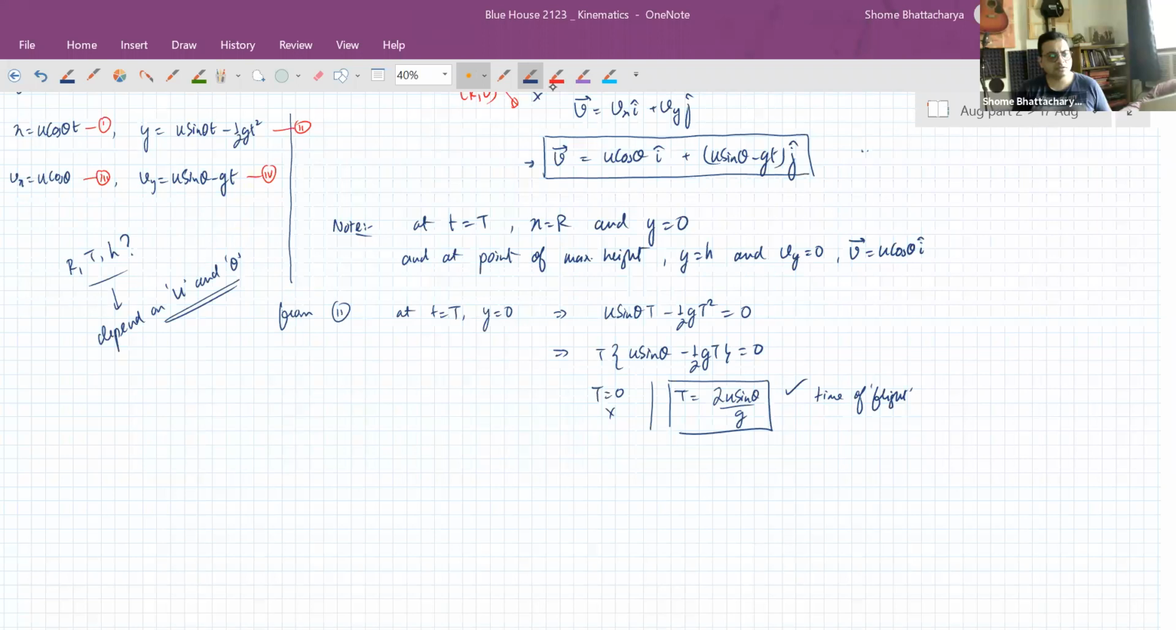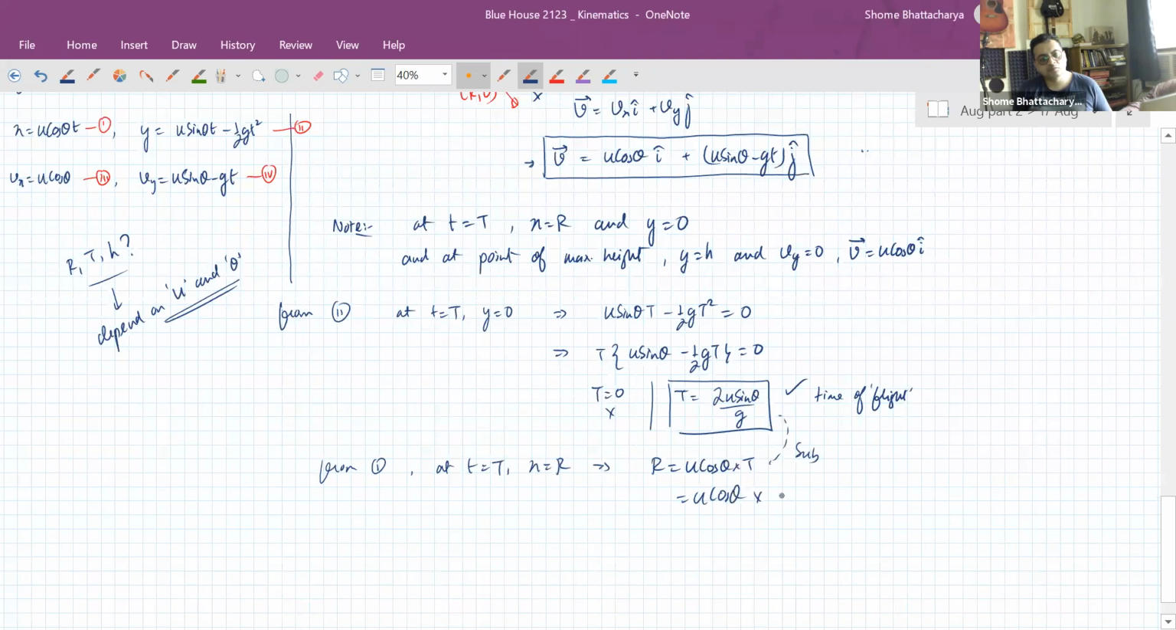Okay, so next up, let's look at the formula for range and maximum height. Again, from equation 1, at t equal to capital T, the value of x should be R. So we'll get that R is equal to u cos theta multiplied by capital T, and then plug in this value of capital T here. So we'll get u cos theta multiplied with 2u sin theta by g. So we get 2u square sin theta cos theta divided by g.